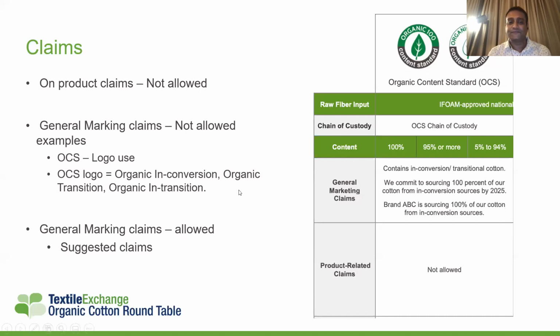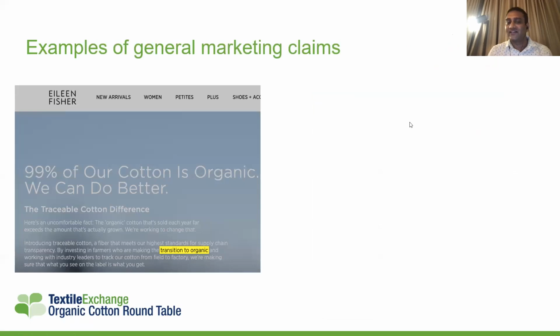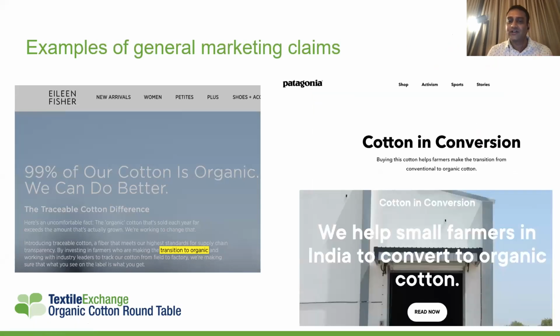The next one is more about, let me just give you some examples of how brands have already started using it, or already use in conversion in their communication strategy. Also as a chain of custody, they are not doing on-product claims, but they already started. You can see one example from Eileen Fisher, they call it transition to organic. One example from Patagonia, cotton in conversion. And at the bottom, you can see the example from Armedangels.